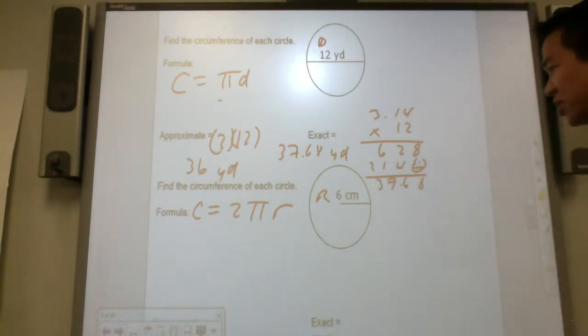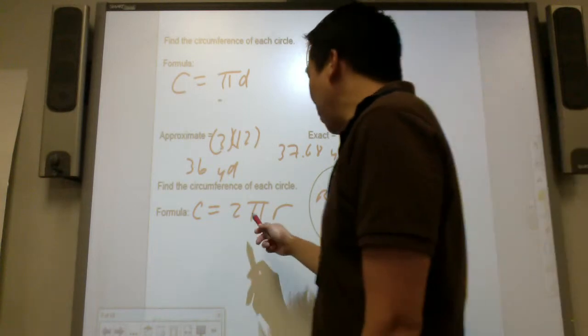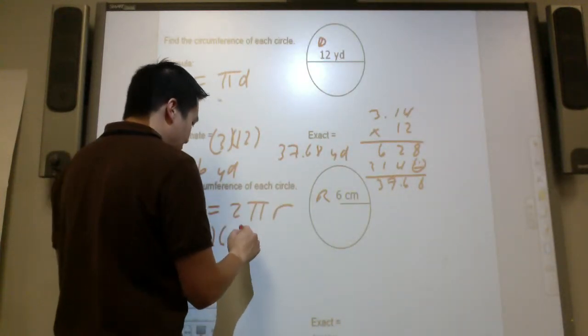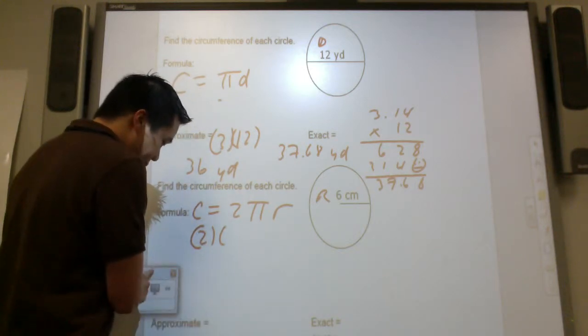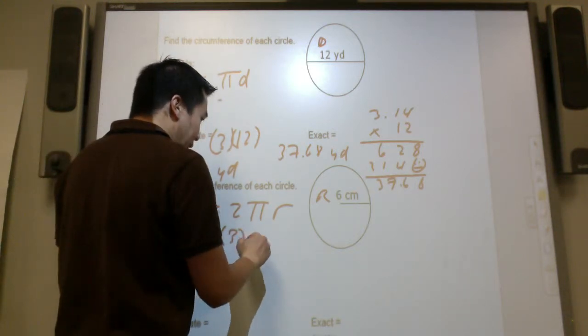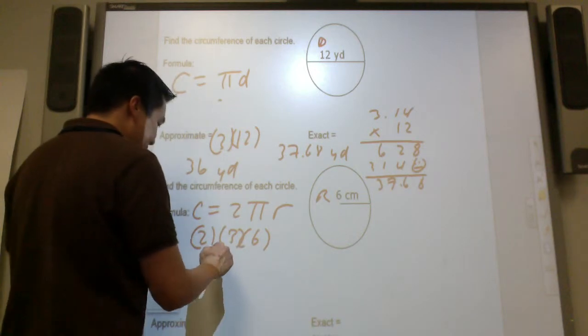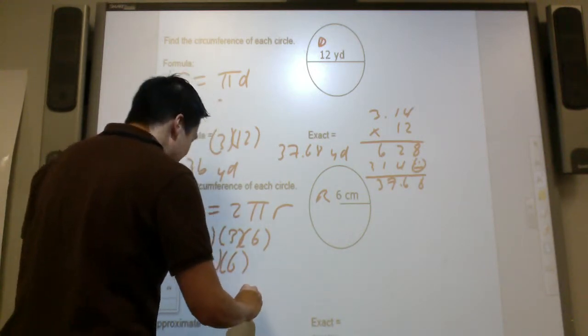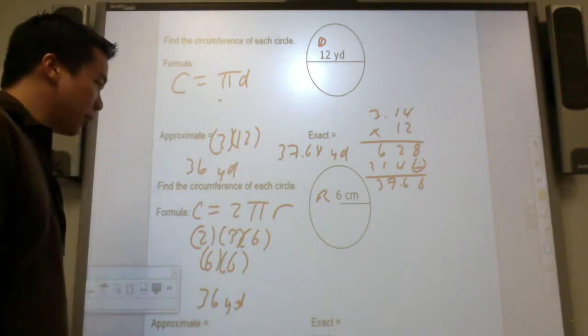So find the circumference of the circle. Since this is a radius, I will use 2 pi r. If it is approximate, I use 3, and the radius is 6. 2 times 3 is 6. 6 times 6 is 36 yards. That's weird. That's the exact same answer as our previous one. I wonder why.